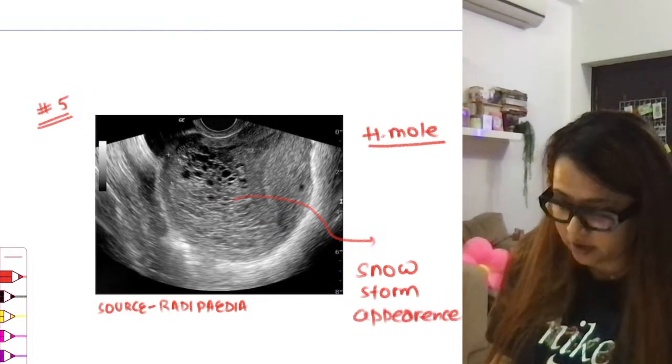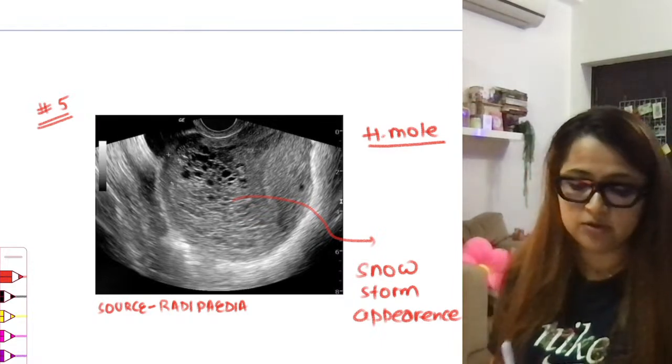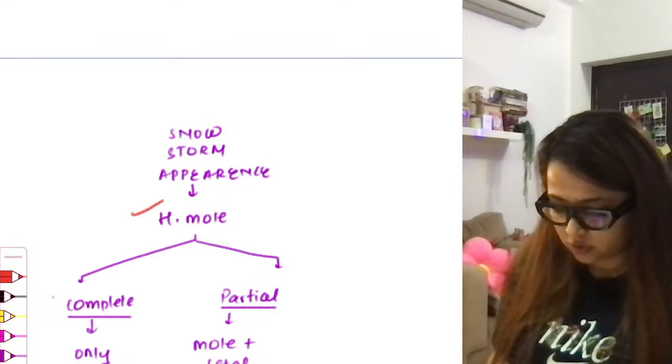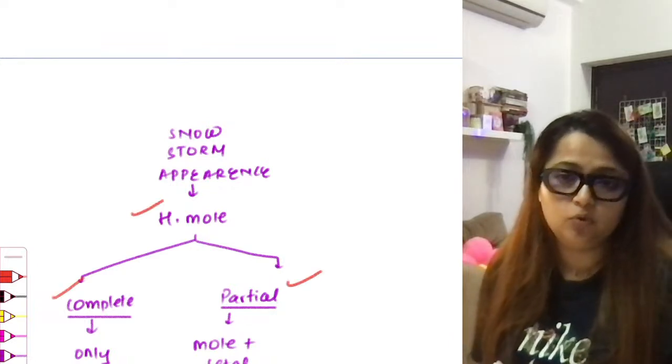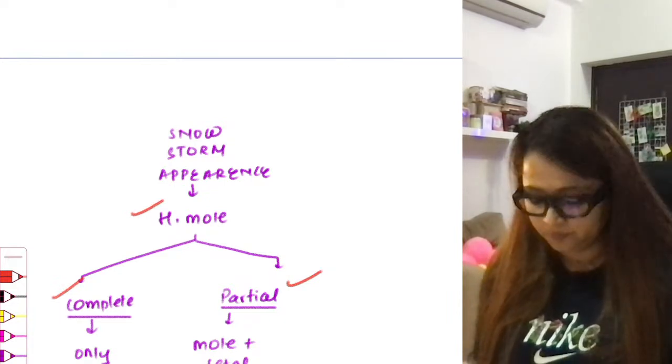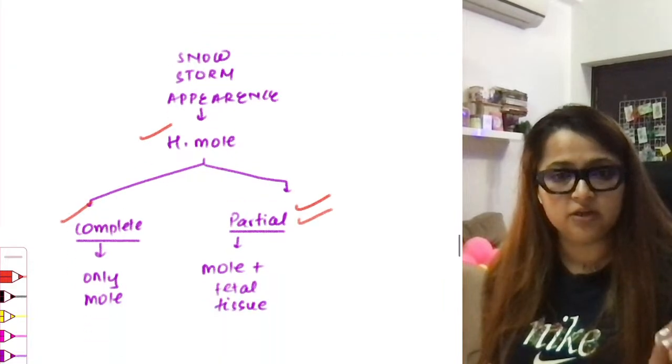All these images have been asked in previous years, so know these, all right? Snowstorm appearance is seen in case of H mole. H mole is of two types, complete mole and partial mole. In complete mole, as the name suggests, we will only have molar tissue. In partial, we will also have fetal tissue.